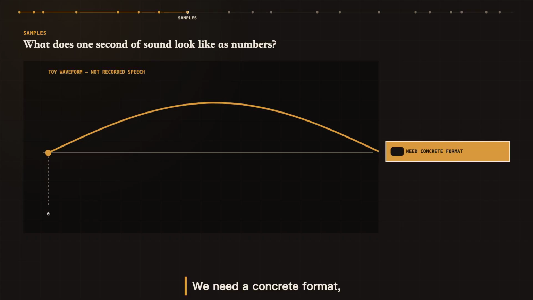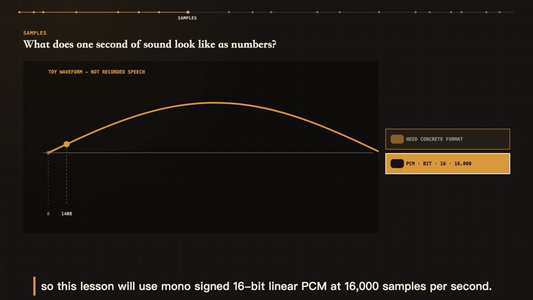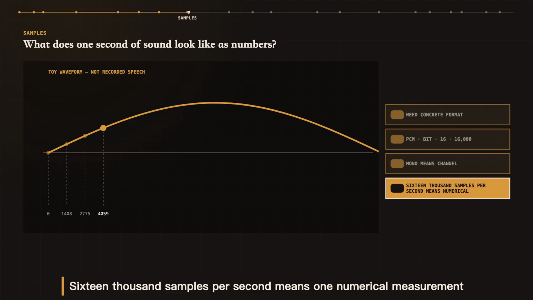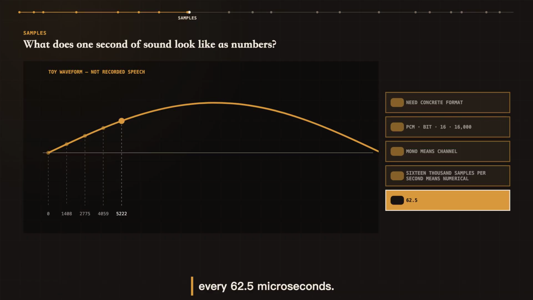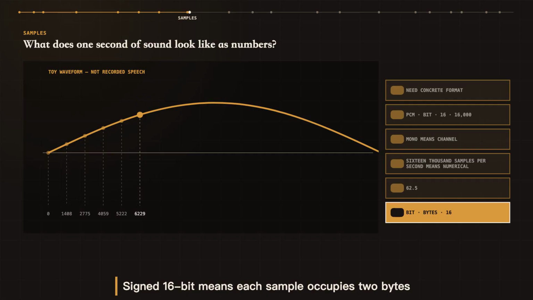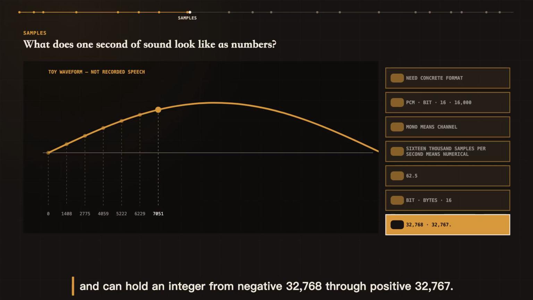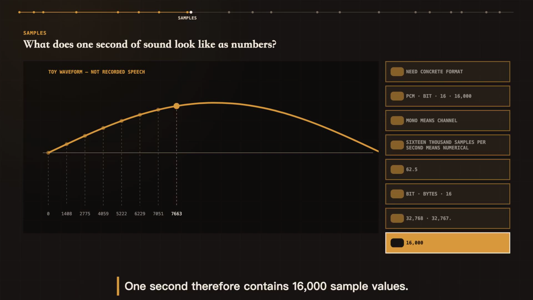We need a concrete format, so this lesson will use mono signed 16-bit linear PCM at 16,000 samples per second. Mono means one channel. 16,000 samples per second means one numerical measurement every 62.5 microseconds. Signed 16-bit means each sample occupies 2 bytes and can hold an integer from negative 32,768 through positive 32,767. 1 second, therefore, contains 16,000 sample values.